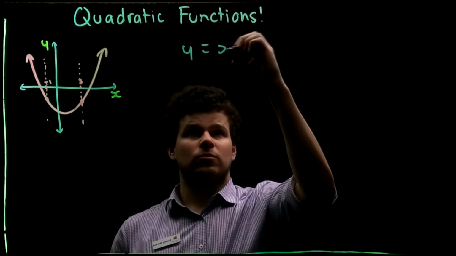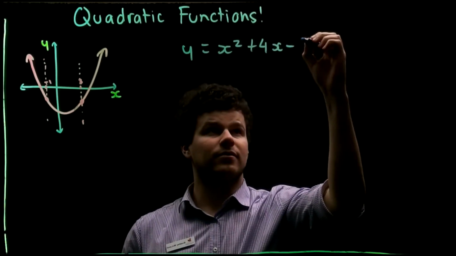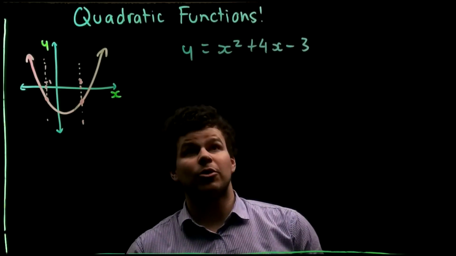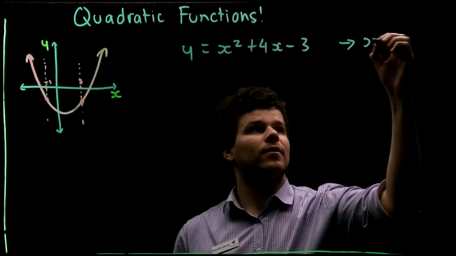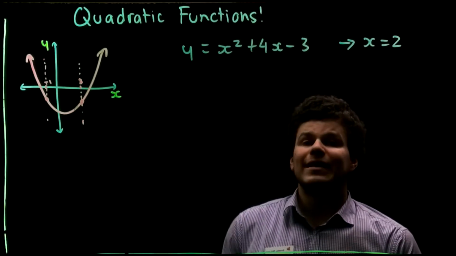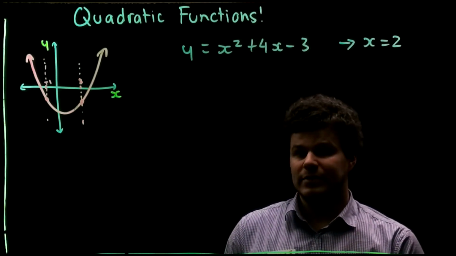So y equals x squared plus 4x minus 3. And we want to know what this is at x equals 2. First of all, let's recall what we did earlier in the year when we did evaluating by substitution.